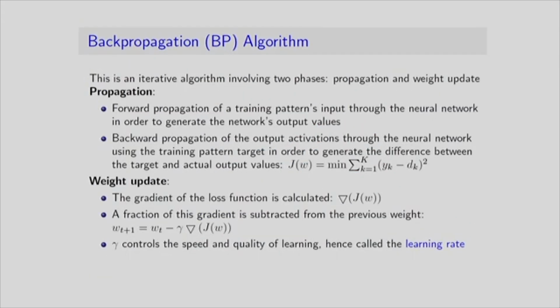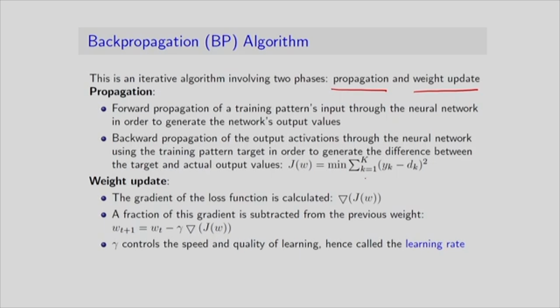So move to the next slide. What is the backpropagation algorithm? It has two phases. First one is the propagation, and another one is the weight update. In the propagation, forward propagation of a training pattern's input through the neural network in order to generate the network output values. So we are getting the output values corresponding to the input patterns, and after this the back propagation of the output activations through the neural network using the training pattern target in order to generate the difference between the target and the actual output value.